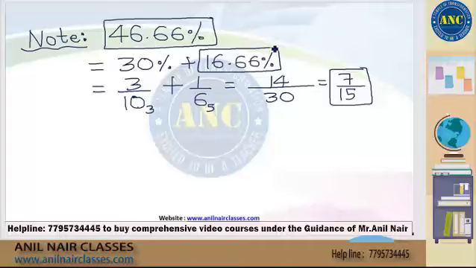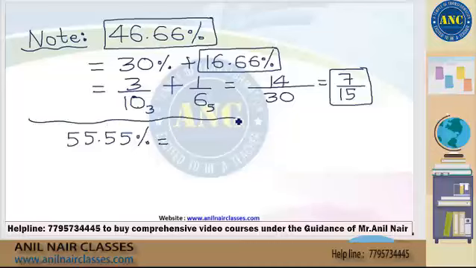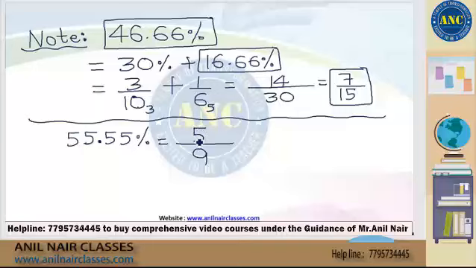I hope the idea is clear. Similarly, we also know that 55.55 percentage, as we discussed in our fraction to percentages question, is a multiple of 11, so the denominator should be 9. It is 5 times of 11, so the numerator should be 5. All these things we have already discussed earlier. I believe that the idea is clear.